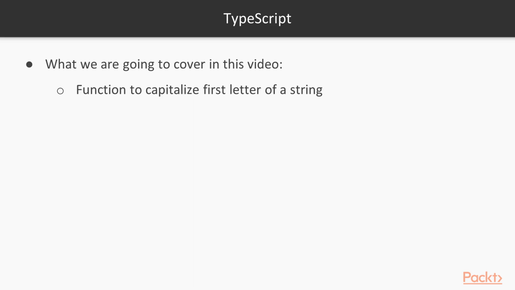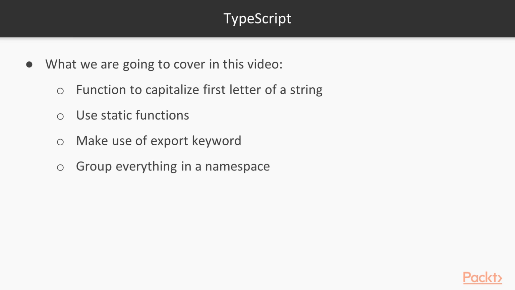We're going to create a function that is going to capitalize the first letter of a string. That's a neat trick. We're going to see how to use static functions. We're going to use the export keyword, and we're going to group everything in a namespace. But first, let's define what is a namespace.